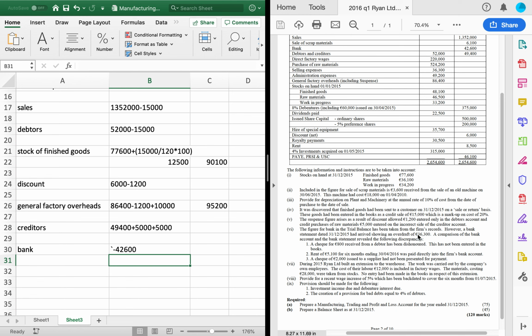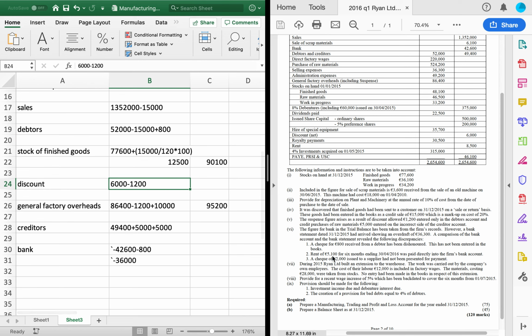The bank statement arrived showing minus 36,000. And then these mistakes we're going to fix first. So it says a check received from a debtor had been dishonoured. This had not been entered in the books. So what's happened? We received the check, so we put the money into our bank, and the check's been dishonoured. So we have 800 less in the bank than we thought, and debtors then has to go back up by 800. Now, it doesn't say he's not going to pay us, it's just saying that the check has bounced. So the debtor has to pay us back the money. So debtors go up by 800.